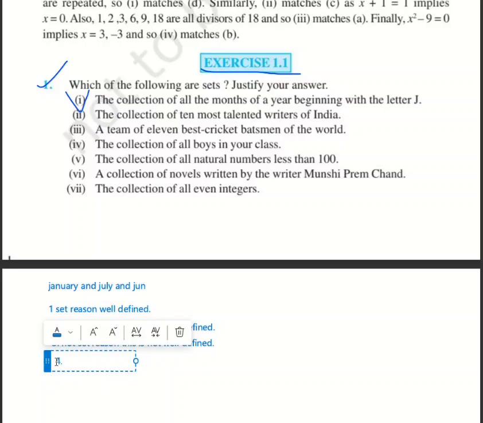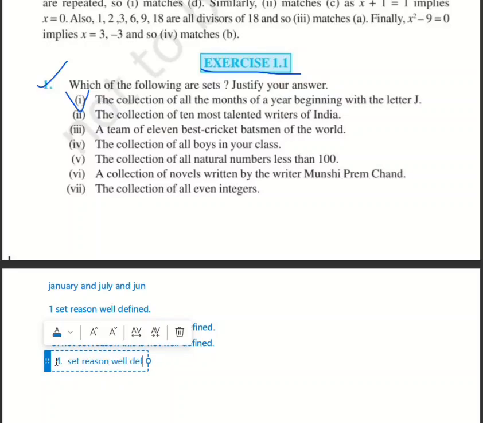This is the same for everyone. In one class, if 50 are boys, then for all members the boys are constant, and boys are the same for all persons. So this is a set, and the reason is that it is well defined.